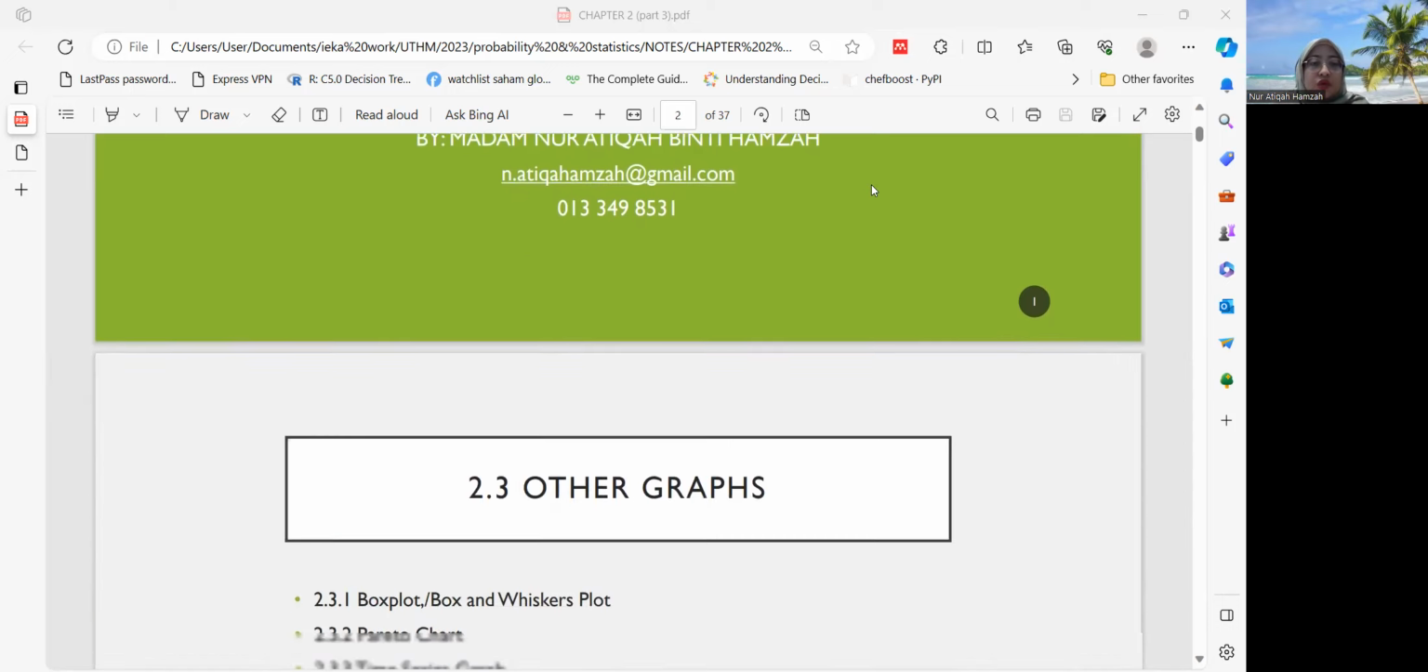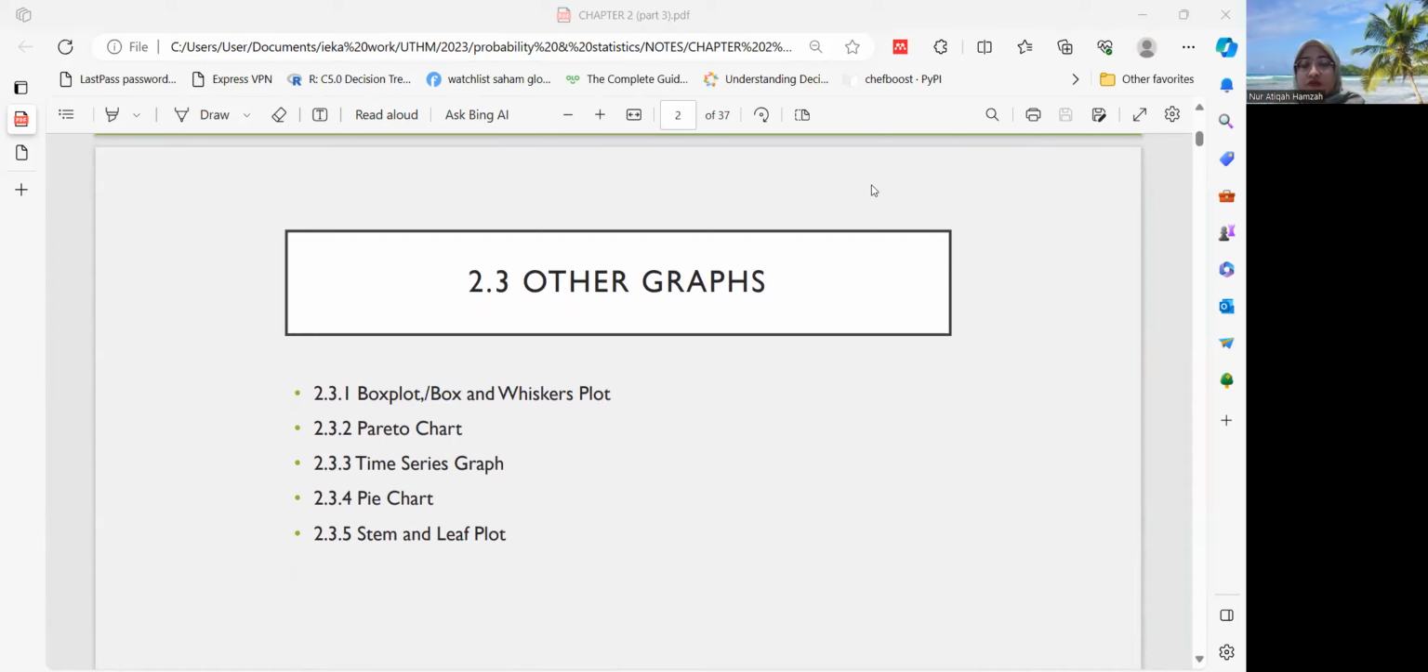This week we continue with other graphs. There are 5 other graphs that we will learn today. The first one is the box plot, or the other name is box and whiskers plot. Whether we use the name box plot or box and whiskers plot, you have to know that they are the same. And then we have the Pareto chart and the time series graph. The time series graph looks like the frequency polygon, but it is not a frequency polygon. And then we have the pie chart and the stem and leaf plot. Saya rasa tak ada masalah untuk awak kenal pie chart and also stem and leaf plot. We will learn all these five graphs today.